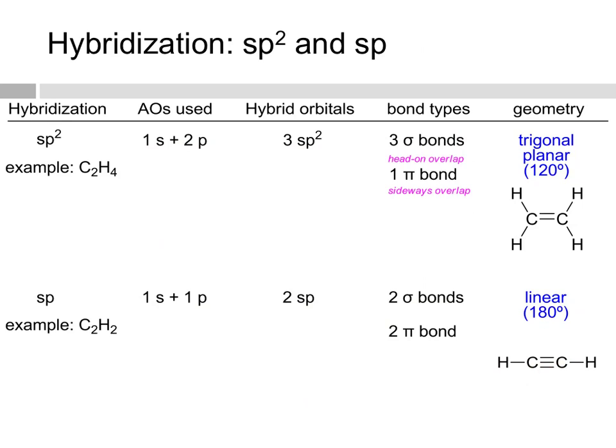And remember that it's got two p orbitals that are unused, and these two p orbitals are going to form these two pi bonds by sideways overlap. The geometry of sp hybridized carbons is linear, and it's got a bond angle of 180 degrees.